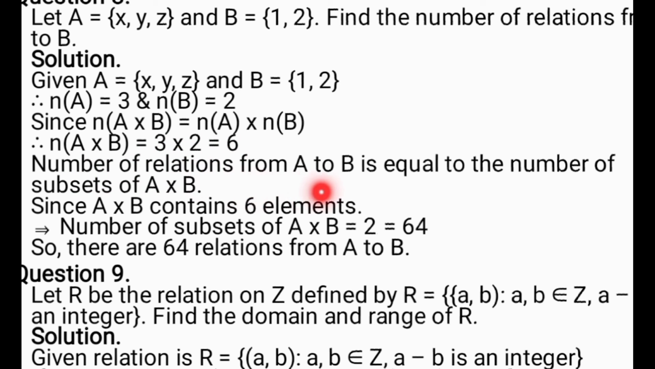Number of relations from A to B is equal to the number of subsets of A cross B. This is the rule, procedure, right? Formula: number of relations from A to B is equal to the number of subsets of A cross B. Since A cross B contains 6 elements, therefore number of subsets of A cross B equal to 2 power 6, that is 64. So, there are 64 relations from A to B.